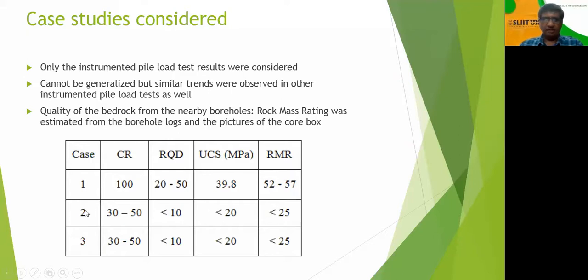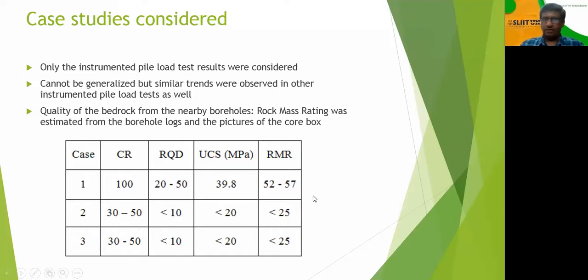And for case 2, the RMR is very small, less than 25, and case 3 is also less than 25, indicating that this is a highly weak area, having RQD less than 10 and core recovery between 30 and 50, right? So this applies for both case 2 and case 3.